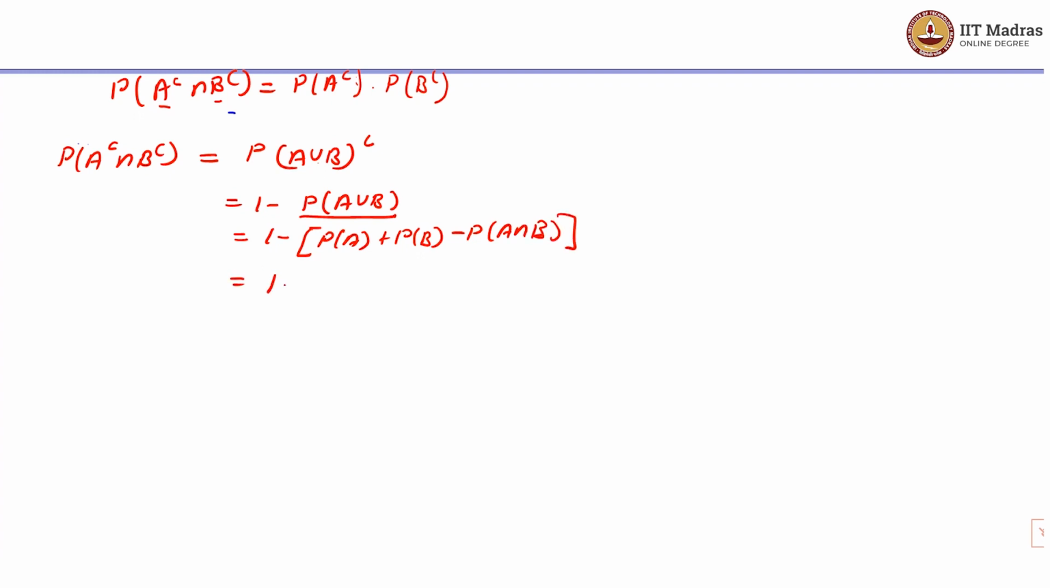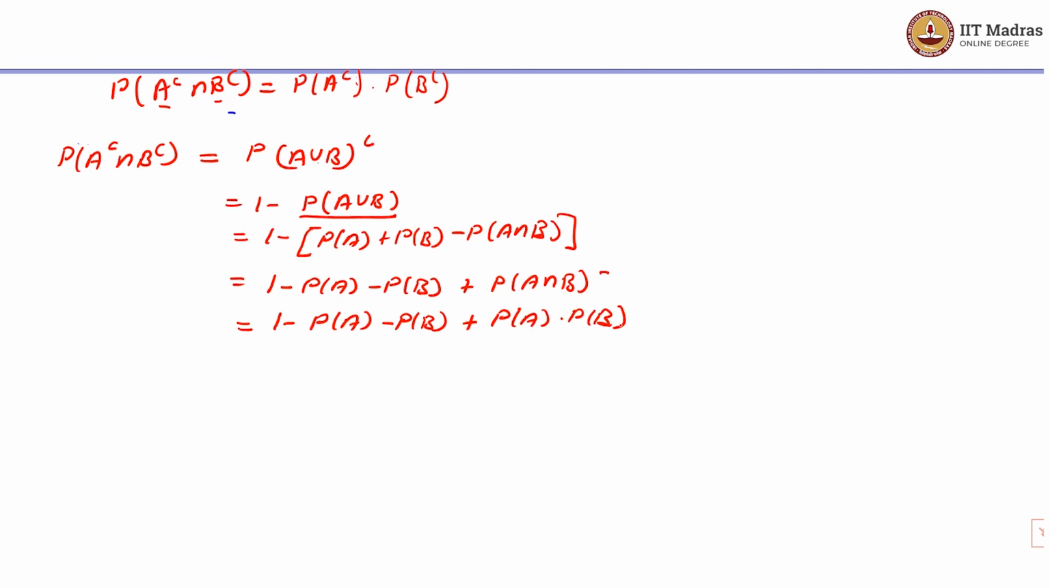If I open the bracket, this will be 1 minus P of A minus P of B plus P of A intersection B. And I know that P of A intersection B will be equal to P of A dot P of B, because A and B are two independent events. So again I can write it as 1 minus P of A minus P of B plus P of A into P of B using the property of independent events.